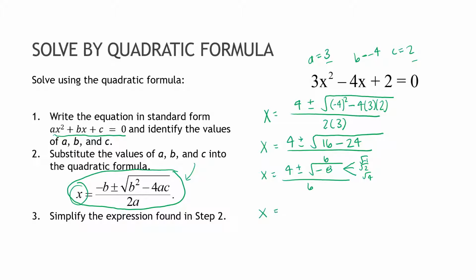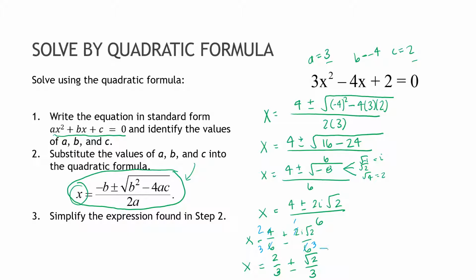So this actually reduces to 4 plus or minus 2i radical 2 over 6. And we talked before about how we would split this into parts. So I would put 4/6 plus or minus 2i radical 2 over 6. That reduces to 2/3 plus or minus i radical 2 over 3, because again I'm just reducing the 4 to 2, the 6 to 3, the 2 to 1, the 6 to 3. That would be my answer.